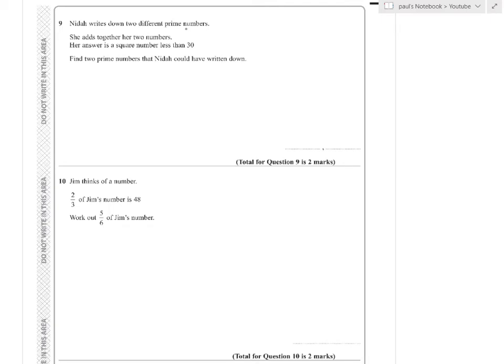Right, Nida writes down two different prime numbers. She adds her two numbers. Her answer is a square number less than 30. Find the two prime numbers. So the square numbers less than 30: 1 squared equals 1, 2 squared equals 4, 3 squared equals 9, 4 squared equals 16, and 5 squared equals 25. So we've got to add two prime numbers together to get one of these numbers. Now we can't add anything together to get that, so that's no good.